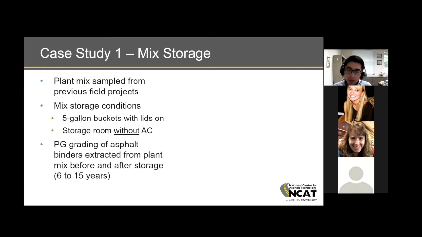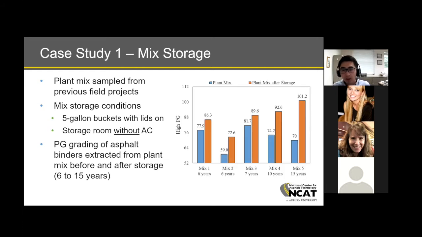So we got those plant mixes, and we said, okay, let's do the solvent extraction, get the asphalt binder out from those plant mixes, and then look at the PG grading of the binder. Luckily, we had the same set of data on the extracted binder from a few years ago when we did the field project, so that we can compare the PG grading difference before and after mix storage. So here are the results we got. We tested 5 mixes.